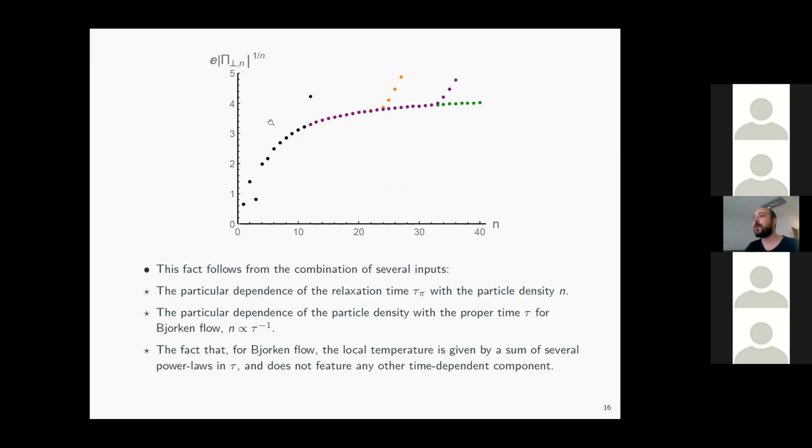A very nice feature of this model is that you can solve analytically for the coefficients of the gradient expansion in terms of the initial data, and that corresponds to the green dots. So the green dots are an analytic prediction. And what you see from the root test is that at large order, they grow geometrically, not factorially.